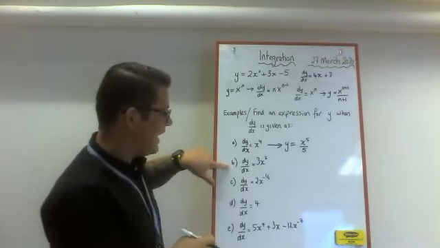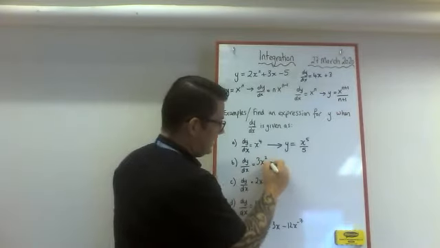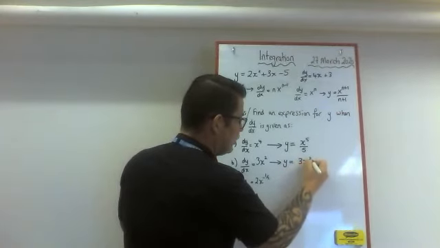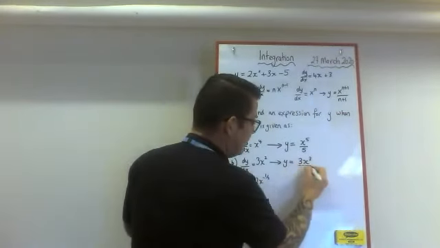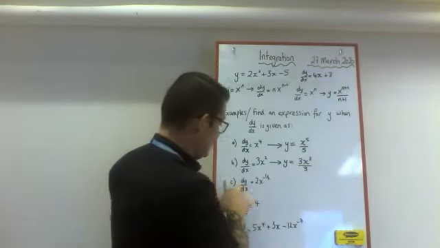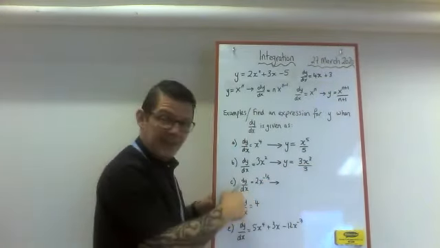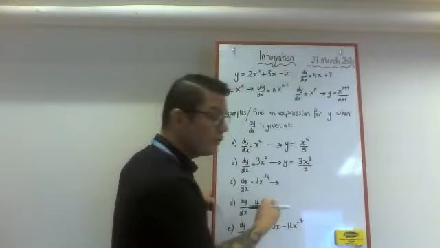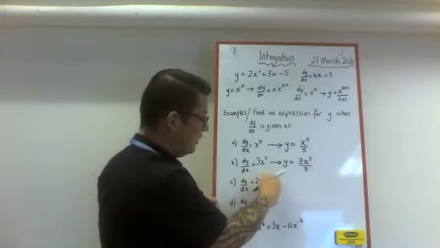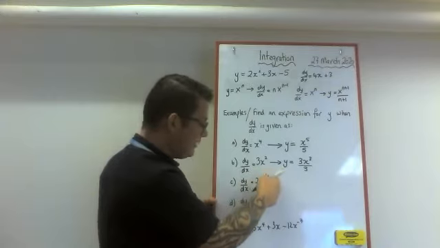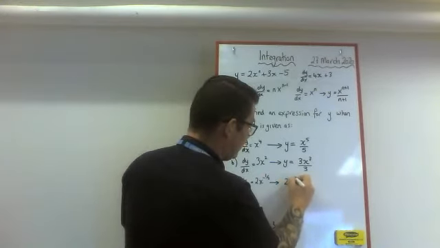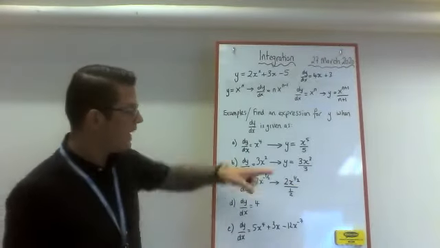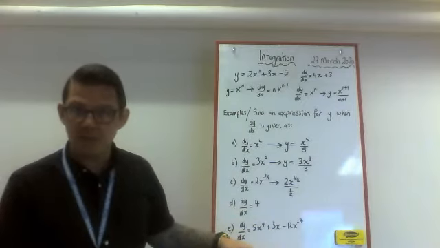Here, dy by dx is 3x squared. To integrate, we add 1 to the power, so it becomes 3x cubed. And then we divide by our new power, 3. For this one, dy by dx equals 2x to the minus a half. Well, add 1 to the power. Minus a half plus 1, or plus 2 over 2, becomes positive a half. So we get 2x to the positive a half divided by positive a half, your new power. Now I will go back in a minute and I will see which of these we can tidy up.